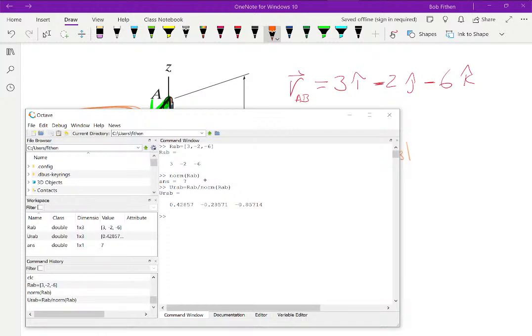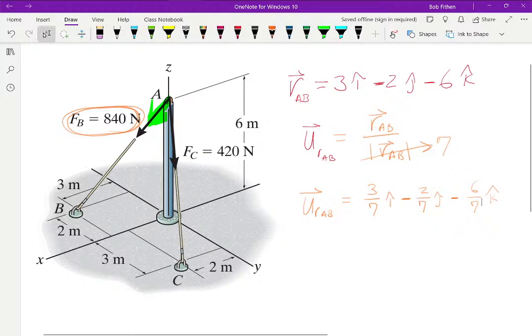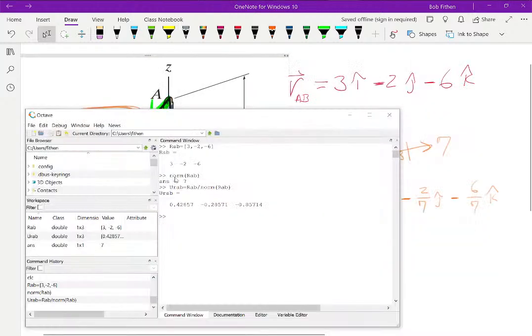However, instead of typing these, what I'm going to recognize is that the unit vector RAB is going to be 3/7 of I minus 2/7 of J and 6/7 of K, the reason being that we already determined that the length is 7. If we want to check that out, we can take this U RAB and just multiply it times 7.